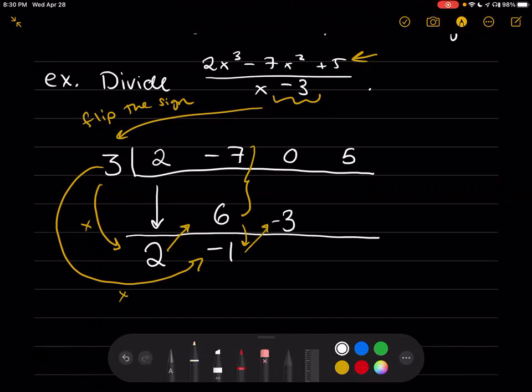Minus 3. 0 minus 3 is still minus 3, so we just have minus 3 there. And then again, 3 times negative 3, that's a negative 9. We write that up here. And then 5 minus 9 is negative 4. And that's actually it. We're just done. So it is much faster.